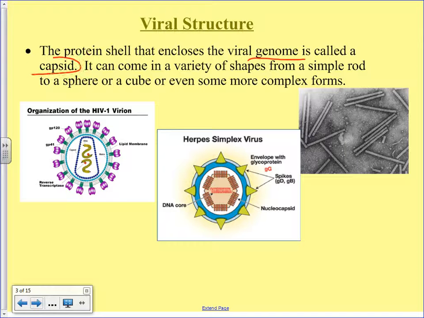The protein shell, its technical name is a capsid, and it comes in a lot of different shapes. From a simple rod, this is what the tobacco mosaic virus looks like under a good electron microscope. You can see they just look like long, thin rods, to a sphere or a cube or even some more complex forms like the herpes simplex virus.